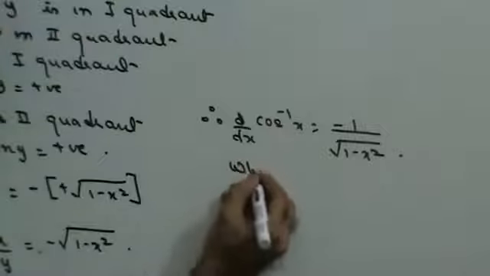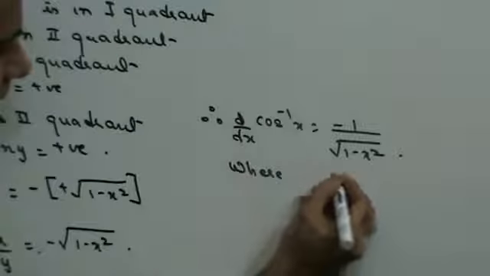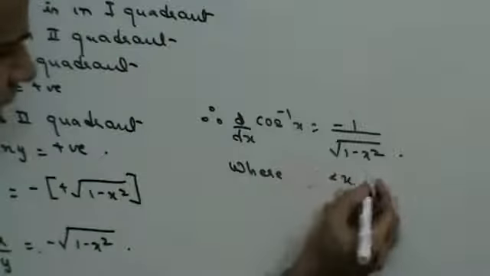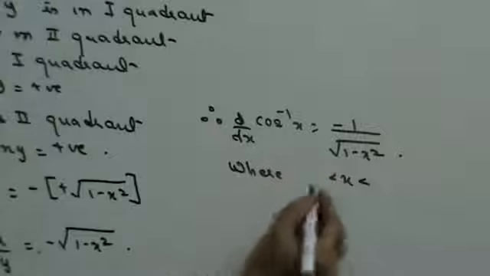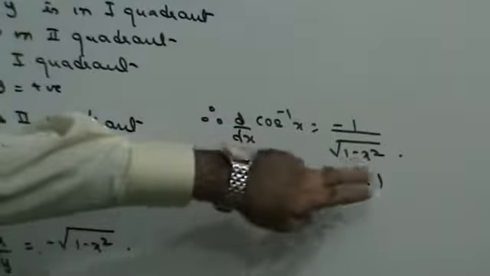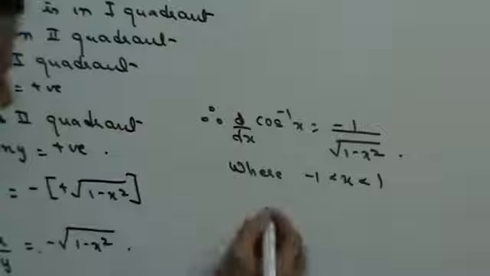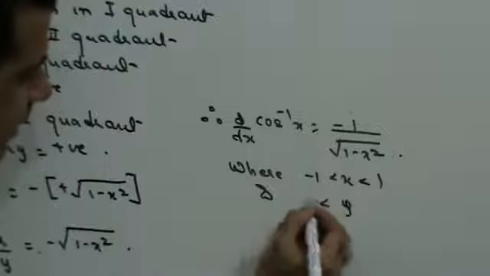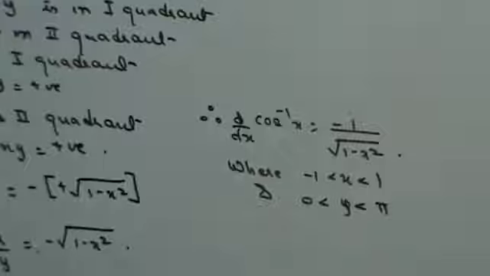Where you could also say that x has to be greater than minus 1 and less than 1. Why not the equal to sign? Because I don't want the denominator to be 0, and y is greater than 0 and less than 180 degrees. Fine, do we get this thing clear? Let's move on ahead, guys.